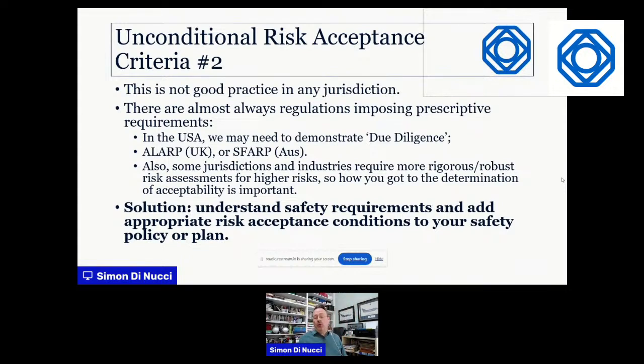So there are almost always regulations imposing prescriptive requirements on us. For example, in the USA, for product safety, if the product goes wrong and hurts somebody, we can be sued. Under strict liability, our only defense may be due diligence. So we've got to show that we've done our homework, not just that we've estimated that the residual risk is somewhere and we've accepted it. We've got to do more than that.